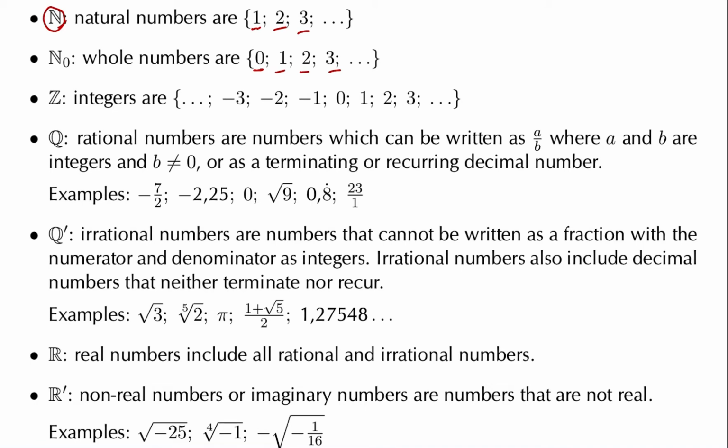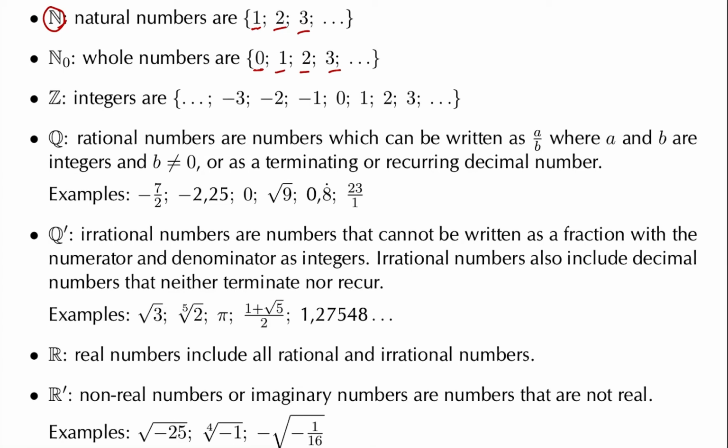And then you also have your irrational numbers, which are numbers that cannot be written in the form of a over b, or numbers that cannot be written in the form of a fraction. These numbers are decimals, and the decimals do not recur like they do in rational numbers. So that is very important for you to know.